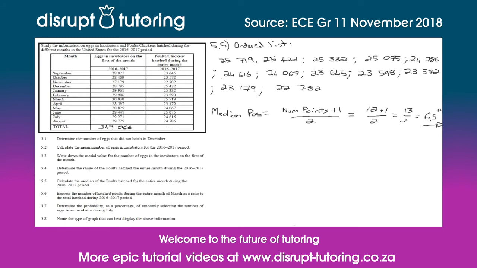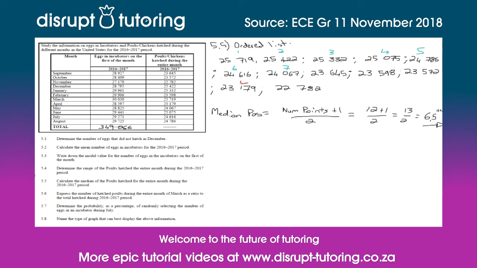So if we go and we mark out, I'll use another color. If this is our first position, that's our second, this is our third, our fourth, our fifth, our sixth, and our seventh. So it's the position in between 6 and 7.